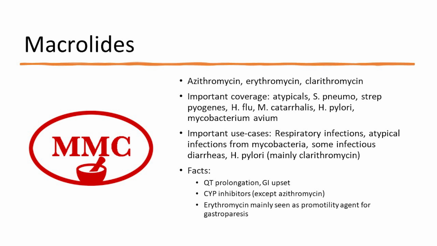In terms of fun facts, they all cause QT prolongation and GI upset. They're all CYP inhibitors except for azithromycin, and erythromycin is mainly seen as a pro-motility agent in gastroparesis. Rarely do we see this as an IV injection or PO for something that's systemically infectious. If you see an erythromycin suspension taken orally, it is usually used as a pro-motility agent. It's not actually used for any sort of systemic infection.